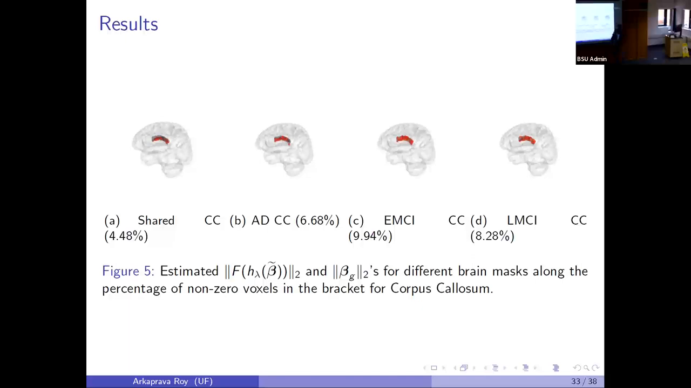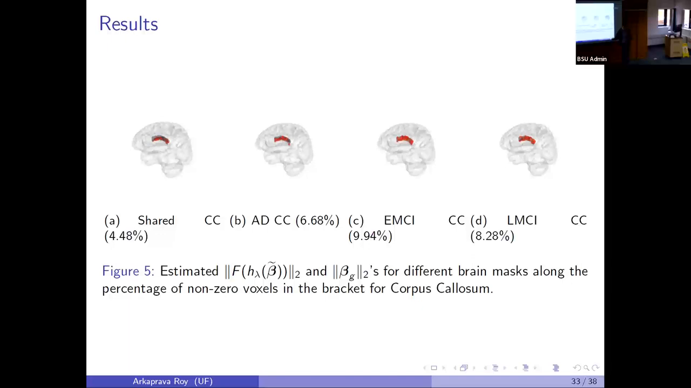So that also motivates us more that this kind of multi-group model makes sense, because the regions selected in the AD group, the EMCI group and the LMCI group are not completely different from each other. There is some similarity, which helps in the estimation if we can use that somehow. And one more thing is that EMCI has the larger percentage of important regions, then LMCI, then AD. This is a trend that I observed in all the brain regions that I have studied using this model.